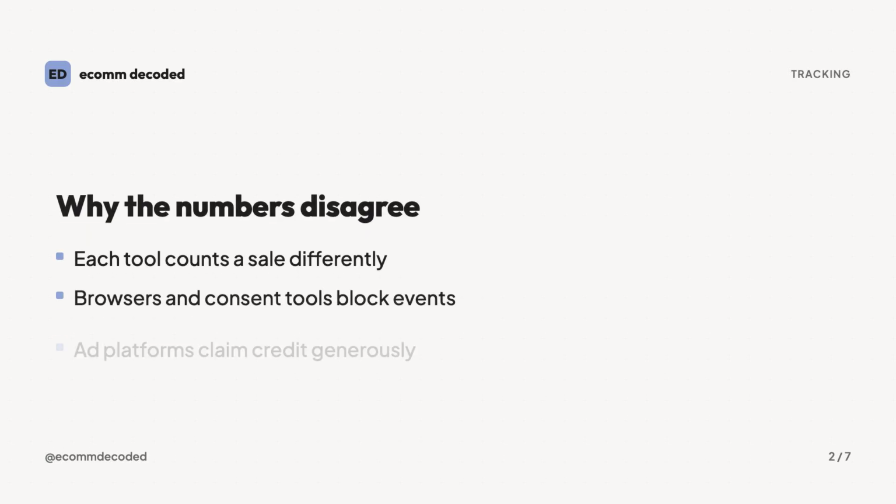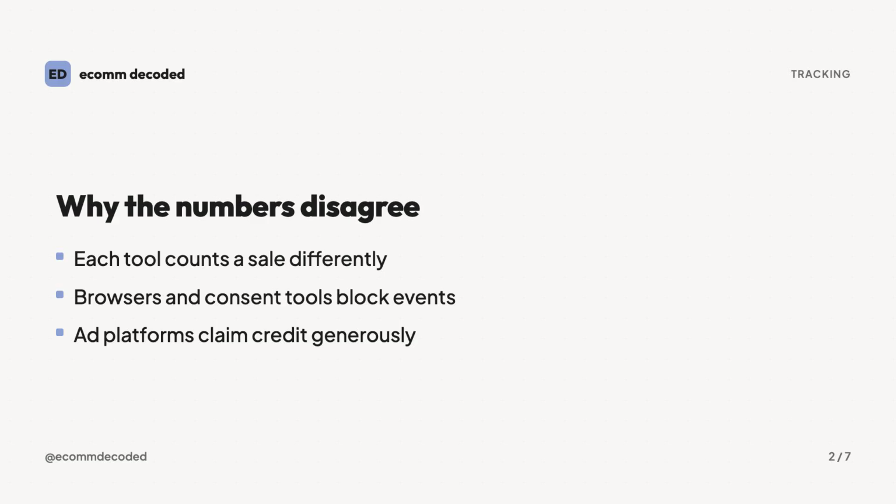First, understand why they disagree, because some of it is normal. Each tool counts a sale at a different moment and with a different definition. Browsers and privacy tools block a share of the events before they ever fire. And ad platforms are generous about claiming credit for sales they may not have caused. A small gap is expected. A large gap means something is broken, and that's what I hunt for.